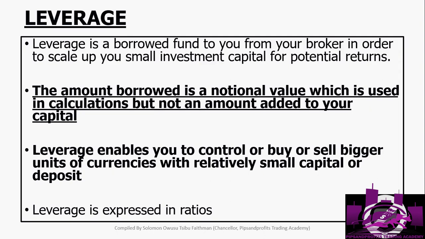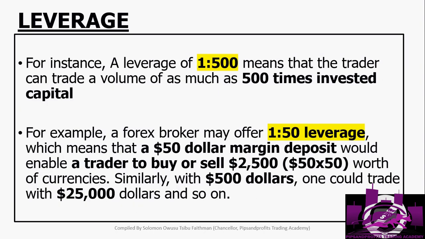So I told you that leverage simply means borrowed money from your broker to you, and the purpose for leverage is to scale up your small investment capital for potential returns, okay? And we said that leverage enables you to control or buy or sell bigger units of currencies with relatively small capital or deposits. And we also said that leverage is expressed in ratios. Okay, so for instance, a leverage of 1:500 means that the trader can trade the volume of as much as 500 times his or her invested capital.